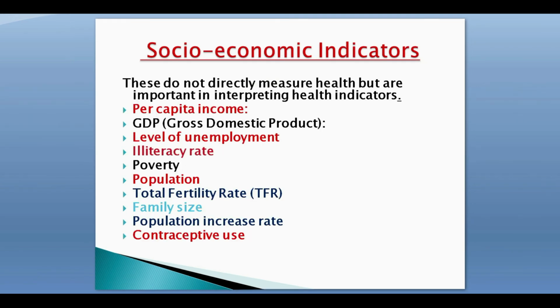Socio-economic indicators. These do not directly measure health but are important in interpreting health indicators. They include per capita income, gross domestic product, level of unemployment, illiteracy rate, poverty, population of the country, total fertility rate, family size, population increase rate, contraceptive use.